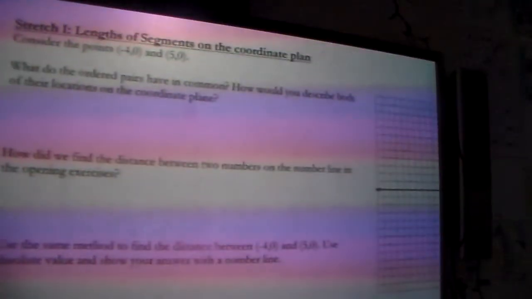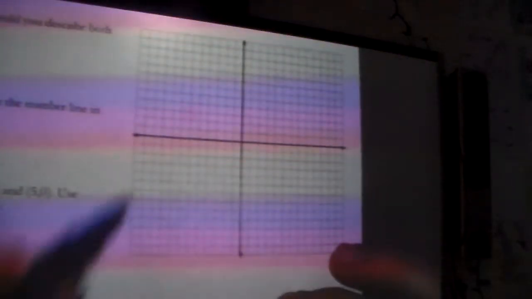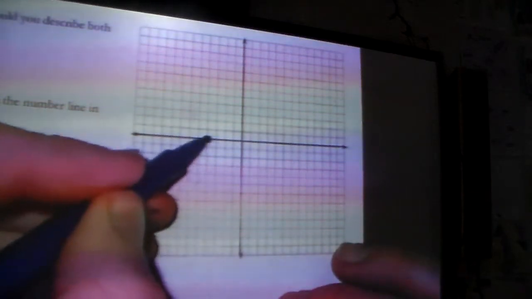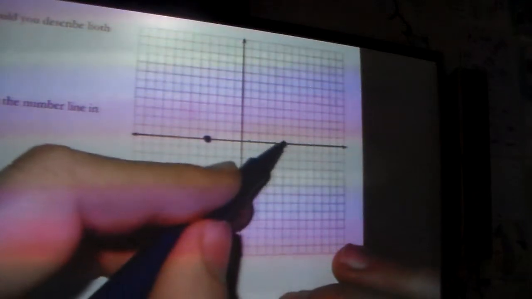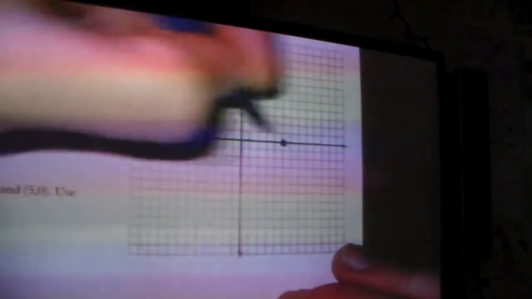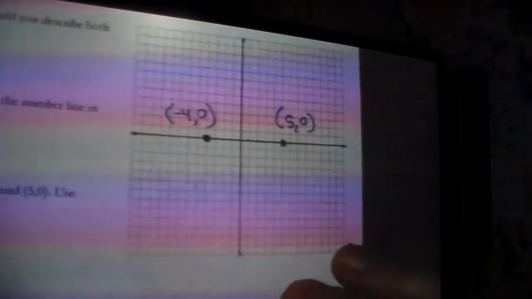All right, so moving on, go back and pause if you need to, but otherwise I'm going to go on to stretch 1 and stretch 2. It says consider the points -4, 0, and 5, 0. So why don't you double check, make sure you got those numbers plotted correctly first. So -4, 0, 1, 2, 3, 4, 0, and 5, 0. 1, 2, 3, 4, 5, 0. So again, those are our points. They have zeros in them, so they are not moving off of the axis, they're going right on it.